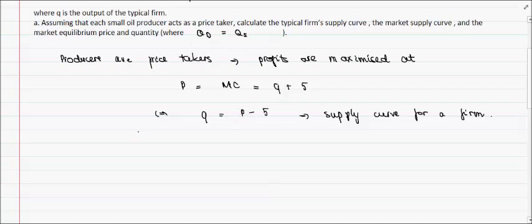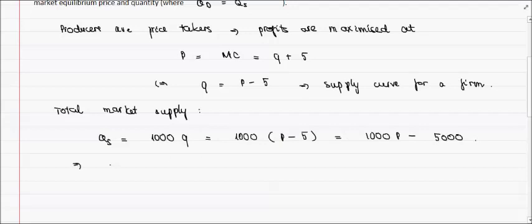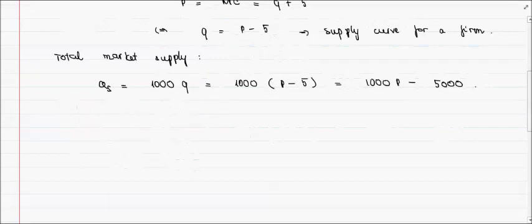Alright, what is the market supply curve? We already found the supply curve for each individual firm, and we have 1,000 identical ones like that. So the total market supply, in which there are 1,000 firms in the market, the total quantity supplied QS is going to be equal to 1,000 multiplied by the quantity supplied by each individual firm. So it's going to be equal to 1,000 times (P minus 5), and that is 1,000 P minus 5,000. So this is the market supply curve.